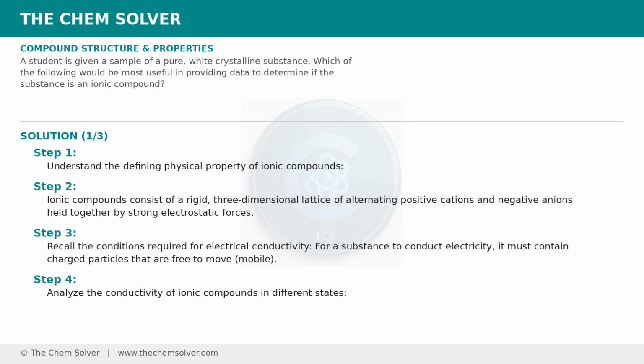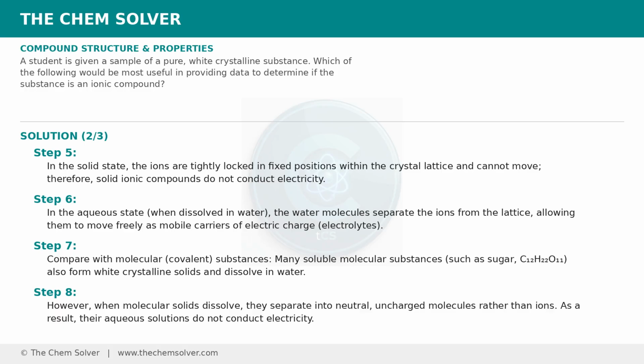Analyze the conductivity of ionic compounds in different states. In the solid state, the ions are tightly locked in fixed positions within the crystal lattice and cannot move. Therefore, solid ionic compounds do not conduct electricity. In the aqueous state, when dissolved in water, the water molecules separate the ions from the lattice, allowing them to move freely as mobile carriers of electric charge, electrolytes.